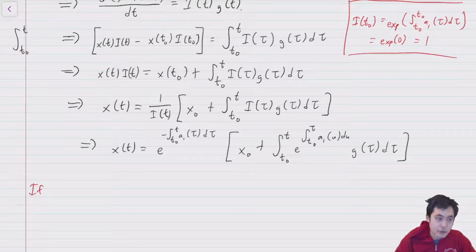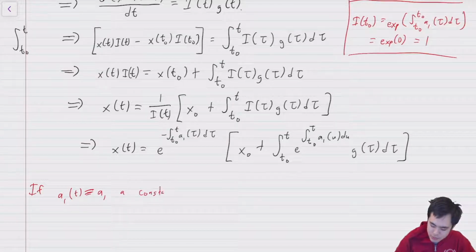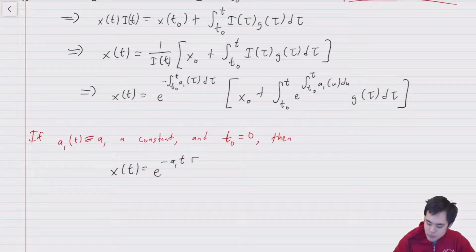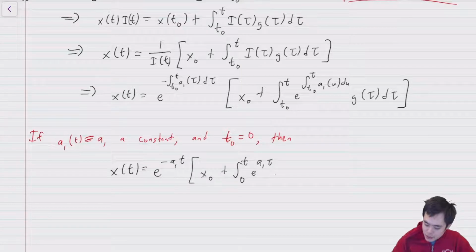And so if we know that a1 is a constant, which is a very common case, and we set t naught equal to 0, so we start at time 0, just for simplicity's sake, well, then plugging these things in, you get that x of t is equal to e to the minus a1t times x naught plus the integral from 0 to t of e to the a1 tau g of tau d tau.